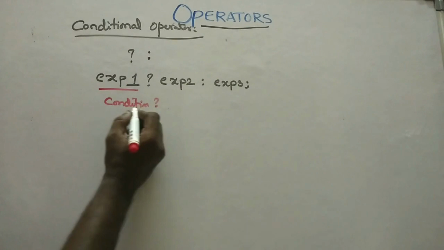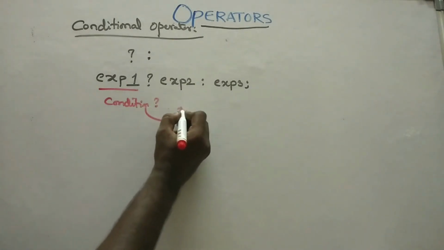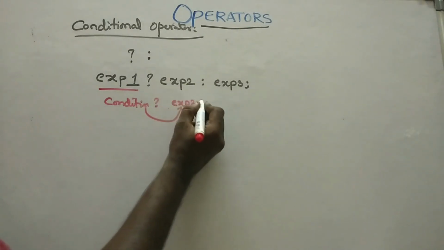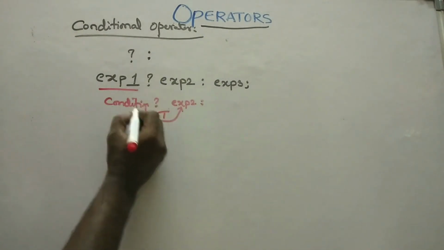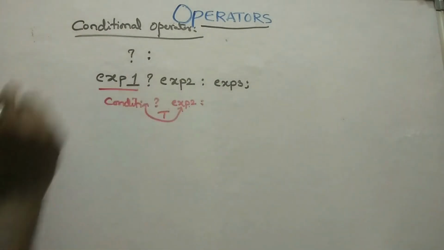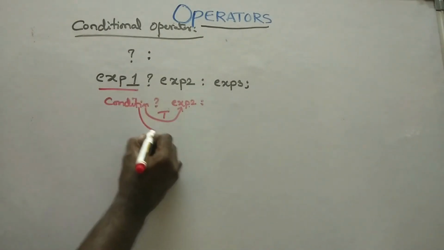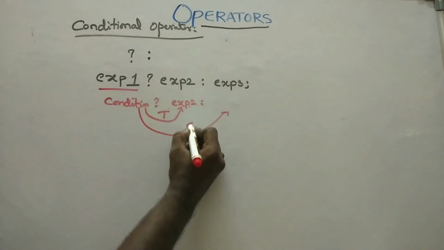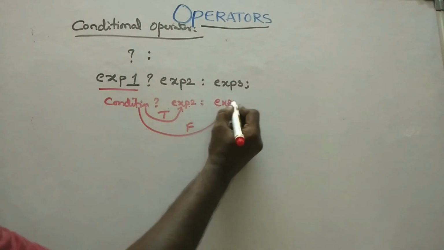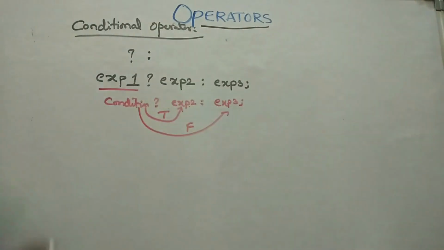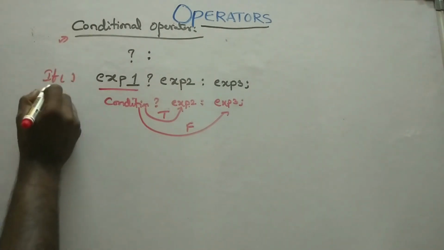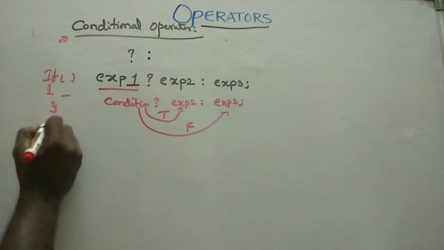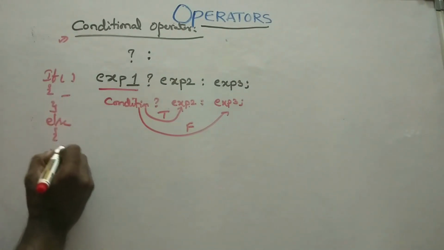If this condition is true, then I can choose expression 2 as a result. Suppose condition 1 is false, then I can choose expression 3 as a result. That is the conditional operator. You can simply state that if it is true, I execute the true block. If it is false, I execute the false block.